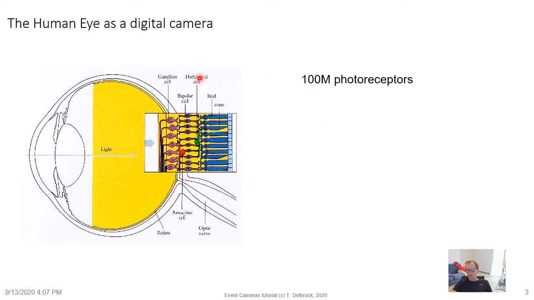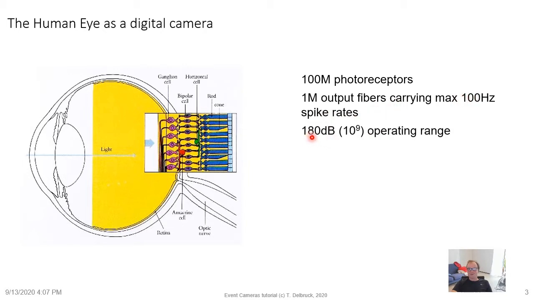Now, if we look at the specifications of the eye, it has 100 million photoreceptors in the human eye, only 1 million output fibers carrying at most 100 Hertz spike rates, and an incredible dynamic range of 180 dB, or 10 to the 9 operating range, from dark starlight, where you can barely see the horizon, night sky, up to bright sunlight. Actually, there are about 20 different eyes within the eye. As Botond Roska has pointed out many times, there isn't just one or two classes of ganglion cells. There are at least 20 different classes of ganglion cells that compute different aspects of the visual input, which biologists are still trying to understand.